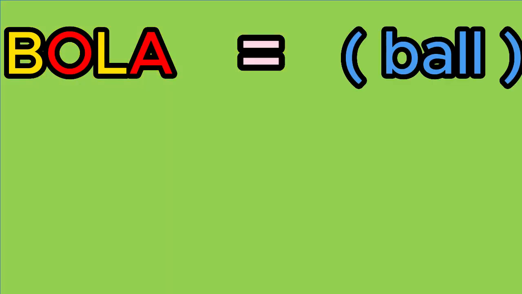The vowel O represents the sound O, similar to the O in the English word all or so. So let's try. B-O, bo. L-A, la. Bola. In short, bola means ball in English. Then we go for the vowel U. It represents the sound U.